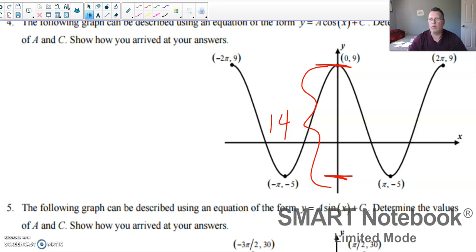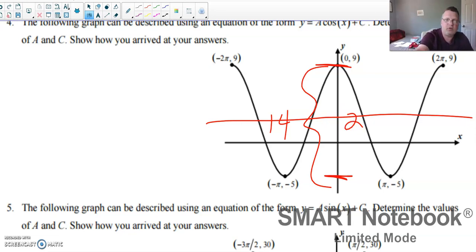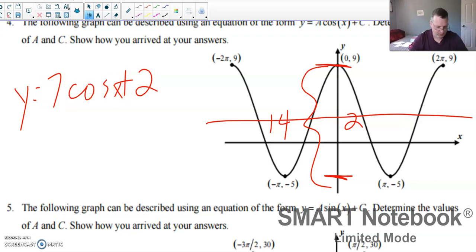Okay, so the midline is going to be right in the middle. Okay, so 7 units down, 7 units up will bring me to the value 2. All right, so that is your plus 2. Okay, and that would be your C. Now, you're going up and down, so it's a cosine, so it's y equals 7 cosine x plus 2. Okay, because you go up 7 from the midline.